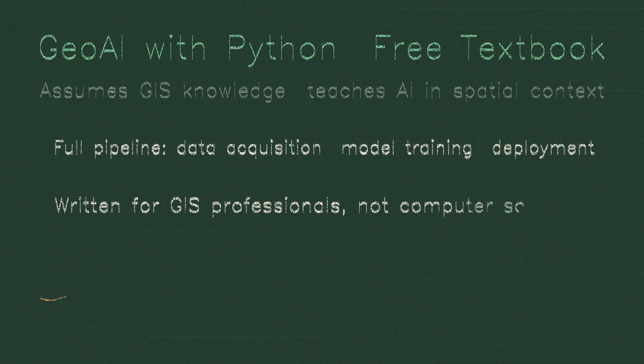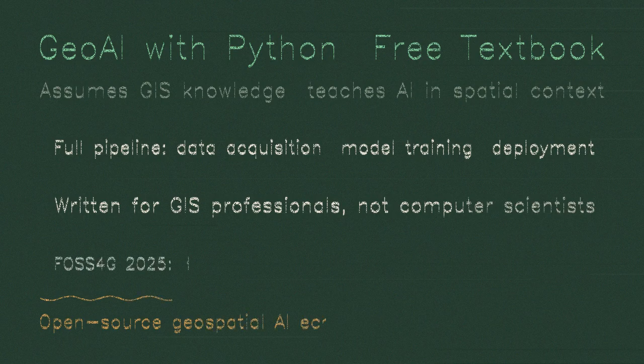FOSS4G 2025 also highlighted the growing maturity of the open source geospatial AI ecosystem, with sessions on digital twins, interoperability, and practical deployment patterns. What is your recommendation for someone getting started?